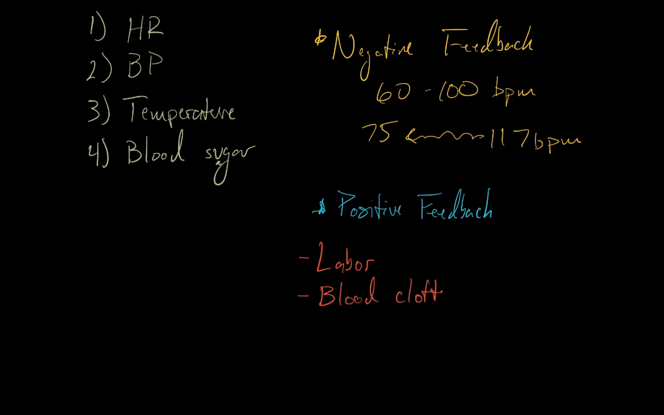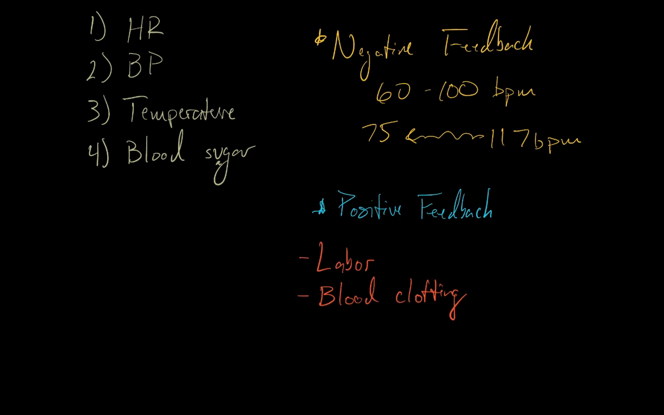Blood clotting. So you cut your finger, you begin bleeding. The process of forming that clot, the sequence of events, is under the control of a positive feedback mechanism, right? So again, positive in this case doesn't necessarily mean good. It just means that we're continuing to move in a particular direction, right?